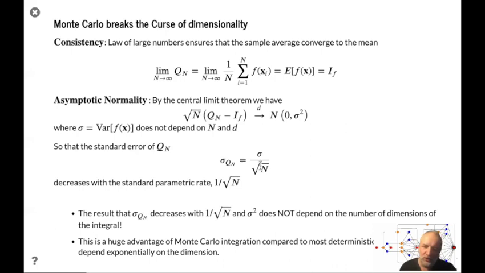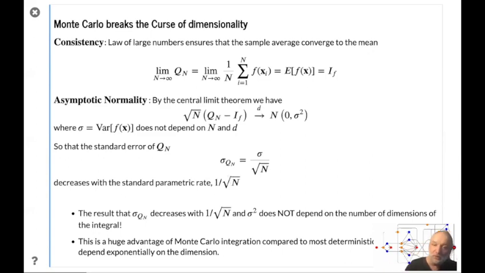And notice here, this is the power of Monte Carlo. You call it the parametric rate. That does not depend on the dimension of x. Not at all. There's no d. It doesn't depend on it. You get the same consistency, the same rate of convergence, irrespective of how big your integral is.